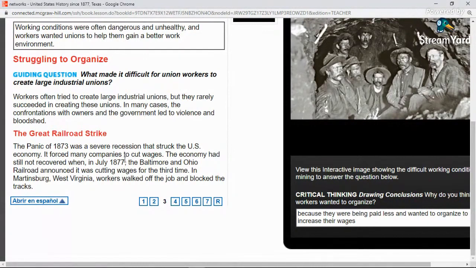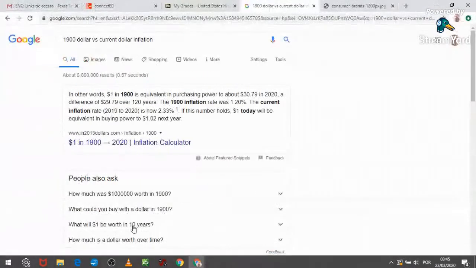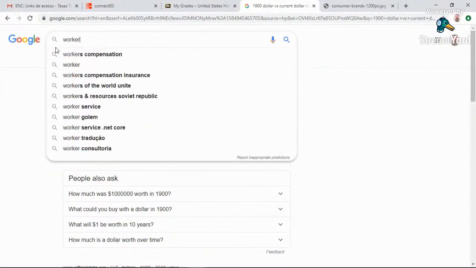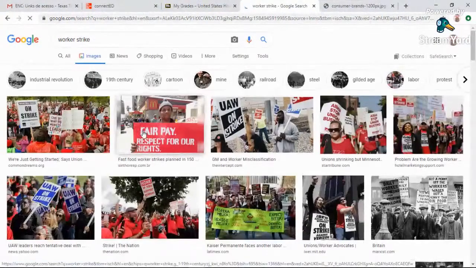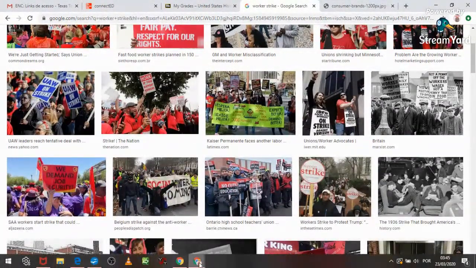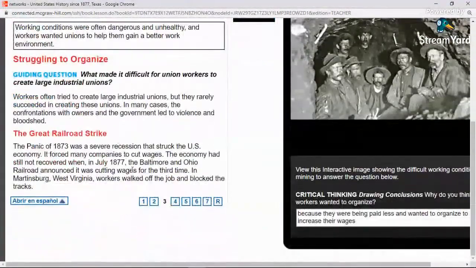So, how did they organize? One, strikes. What is a strike? It is when you do not go to work for whatever reason. You have a worker strike. Look at that. So you hold some signs and say, we are not going to work. We are not going to work unless we get what we want, more money, better conditions, etc.